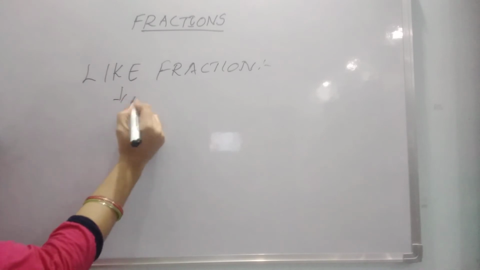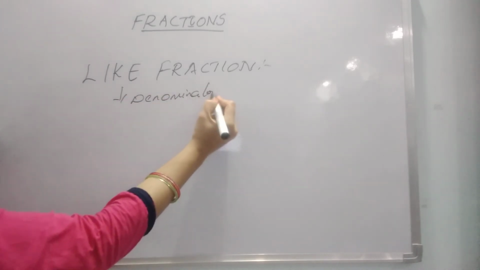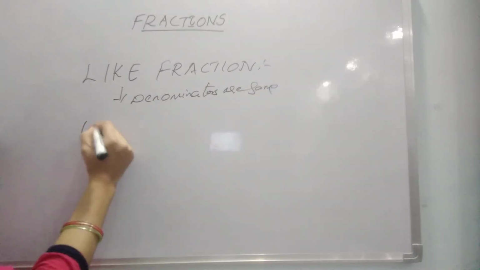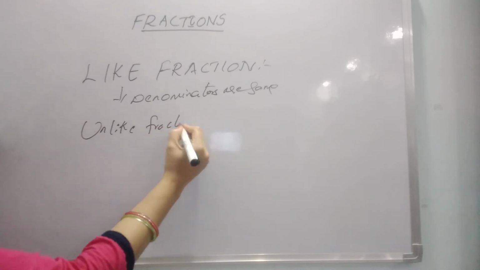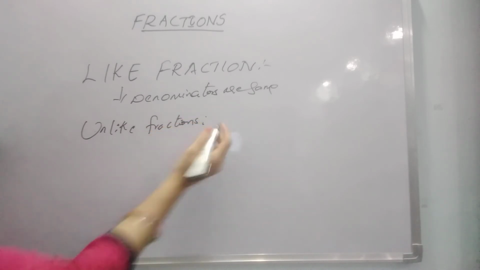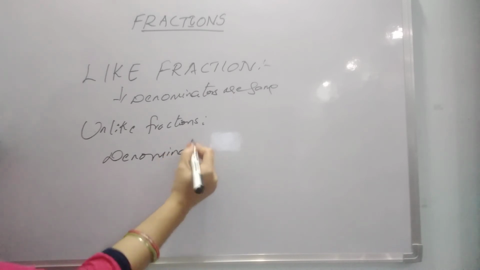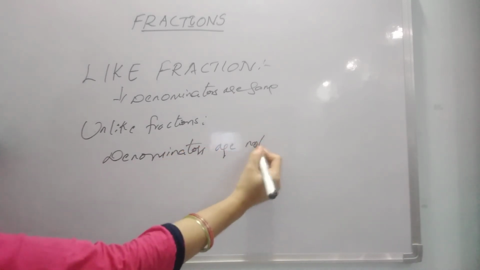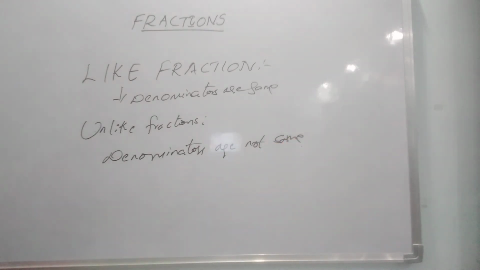In like fractions, denominators are the same. In unlike fractions, denominators are not the same. These are like fractions and unlike fractions.